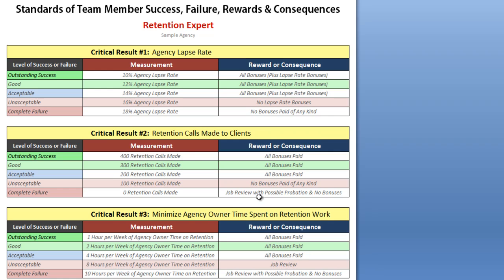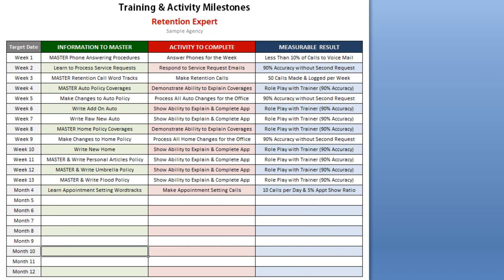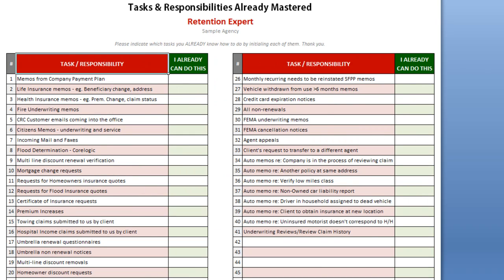Or maybe they'd have a job review if they're not making their retention calls. Or maybe they could be on probation and receive no bonuses if, as the agency owner, I'm spending too much time doing service and retention work when my service and retention team is supposed to be doing that. I can create milestones for production to make sure my team members are performing at high levels, and as I'm recruiting somebody, to let them know if you're not getting a certain result by a certain time, I'll be letting you go. The same thing goes with creating a training program for a team member and showing them how we're going to develop them over time, as well as showing them what responsibilities they need to be able to do.